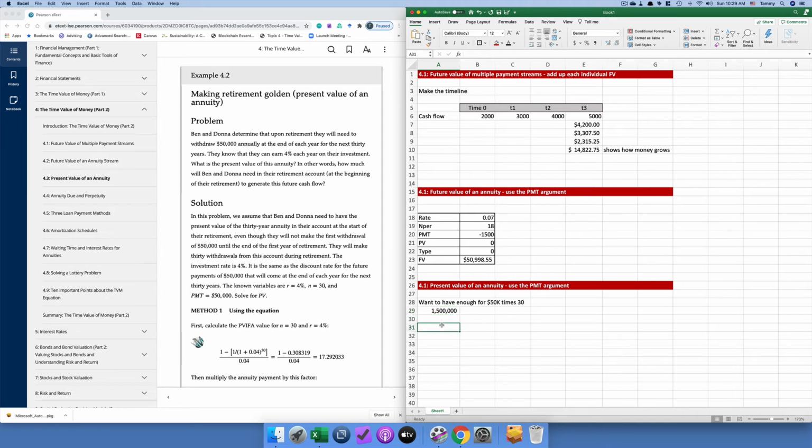But do they have to have $1.5 million sitting in the bank right on the day they retire? No, because the money that they have in the bank is going to be growing. It's going to be growing at 4% a year over these 30 years. So 1.5 million is the nominal amount at 0 interest. But if that retirement nest egg is growing at 4% a year, they're going to need something less than that. So we want to do the same kind of thing. Let's just copy this little box here.